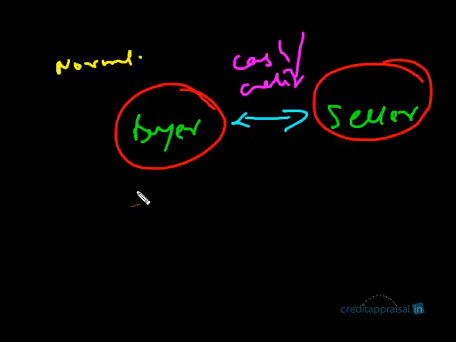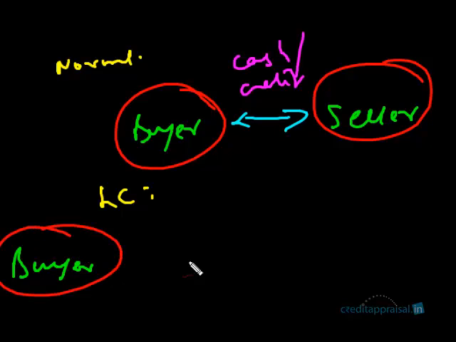Let us see the distinction in LC. In LC, two additional parties enter the picture. So the buyer and the seller will not interact directly.